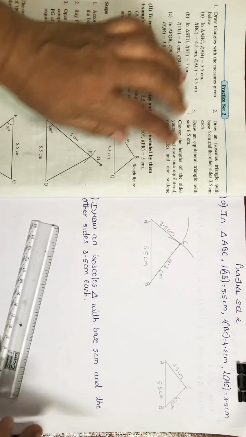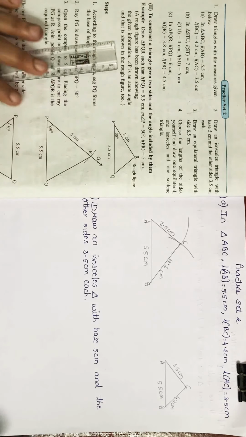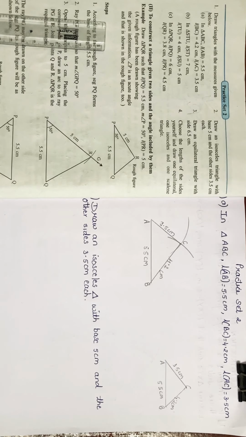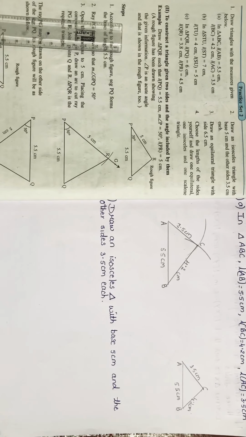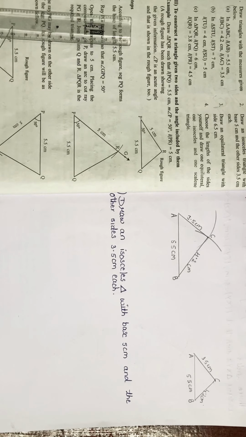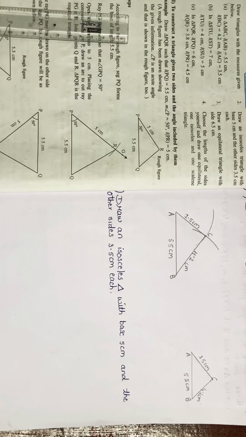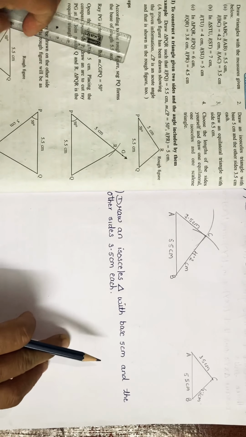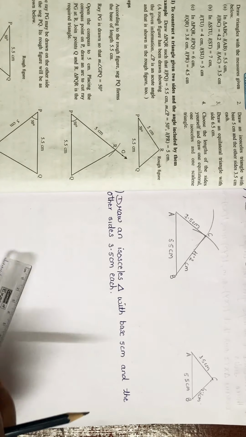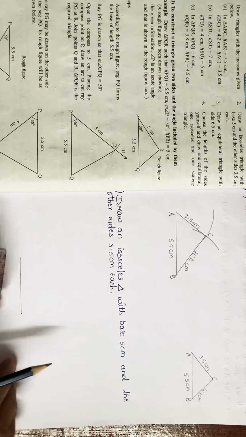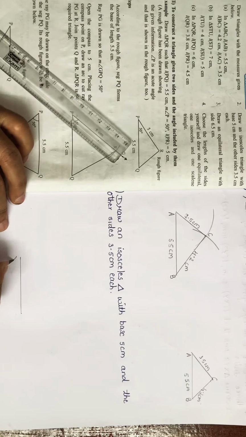Now the second one. Let us see how we can draw the isosceles triangle when the base is 5 centimeters and the other sides are 3.5 each. Now what do you mean by an isosceles triangle? Isosceles triangle means a triangle in which the two sides are equal or same or congruent. So let me draw this isosceles triangle. So let's take the base as 5 centimeters. So here I will draw the base as 5 centimeters. Let me label this as X and Y.